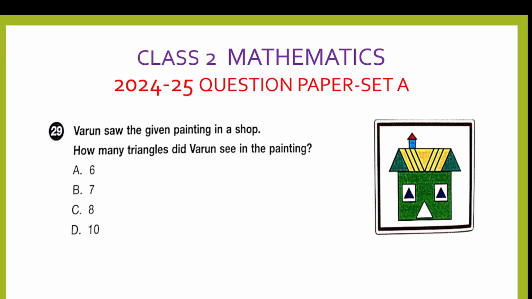Next question. Varun saw the given painting in a shop. How many triangles did Varun see in the painting? So let's observe this painting so that we can find out the total number of triangles. Here is the first triangle, 1, then 2, here is the 3, here is the 4, 5, here is the 6 and 7. Any other? No. So there are 7 triangles Varun saw in the painting. So option B is the correct answer.